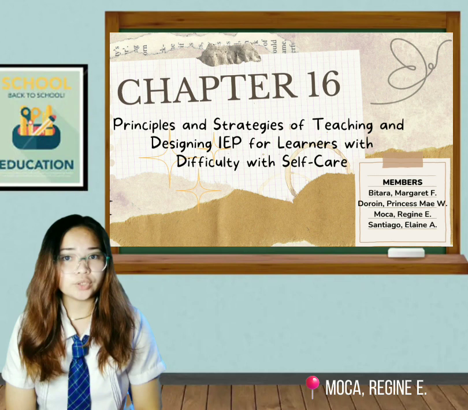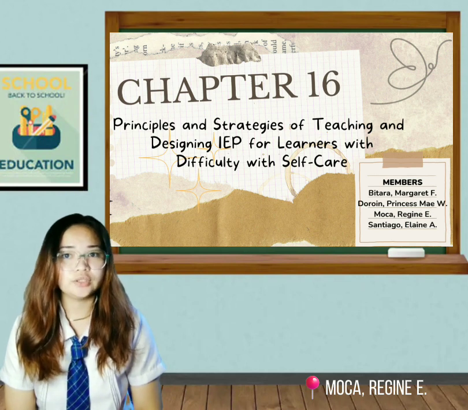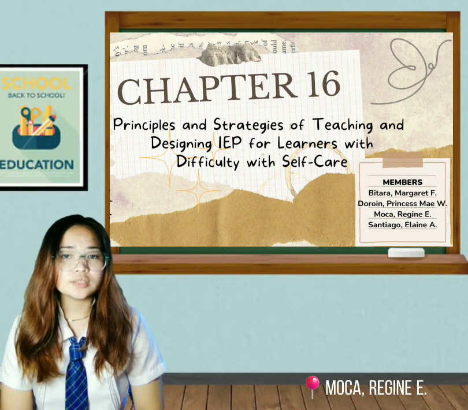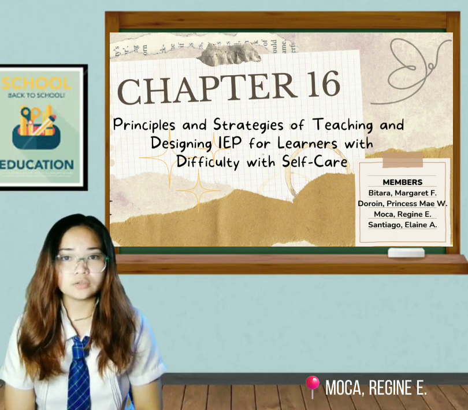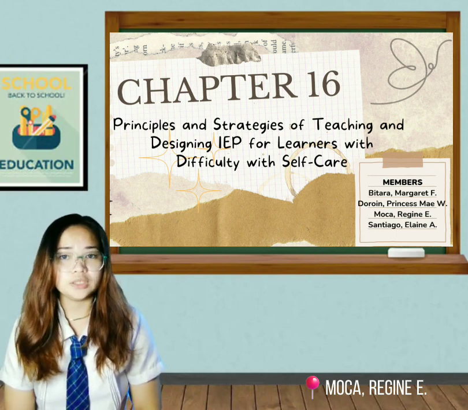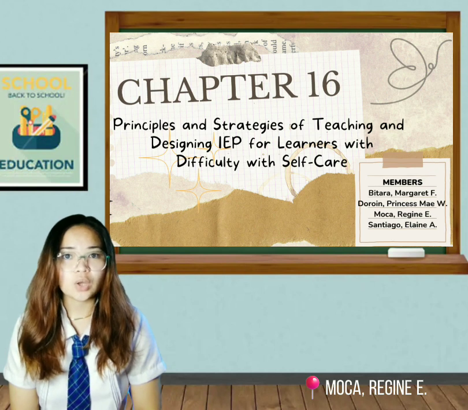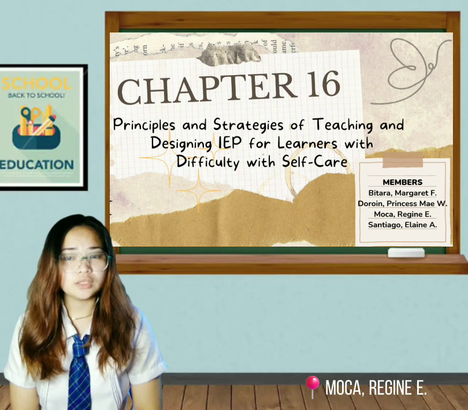First, it is important to use a person-centered approach when developing an IEP, which means focusing on the individual needs and interests of the student. This includes taking into account the student's age, abilities, and preferences. Second, it is important to use a variety of teaching strategies when teaching self-care skills. This may include modeling, prompting, reinforcement, and prompting with rewards.